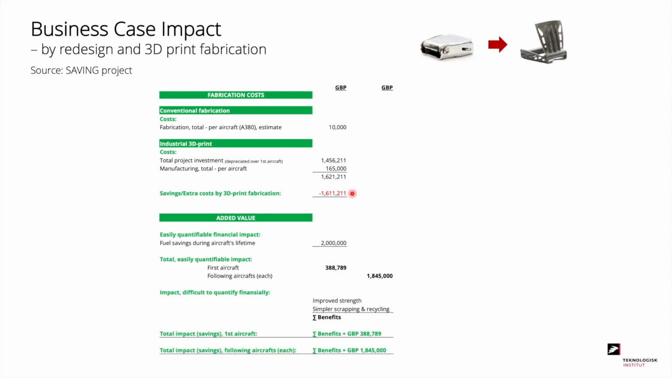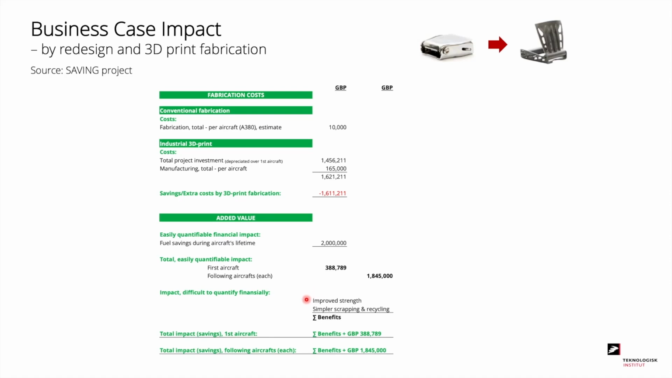Why is it then that it makes sense to go to additive manufacturing? That we see at the bottom for the added value, because you have the big fuel saving of 2 million British pounds per plane. That gives us a saving for the first aircraft of almost 400,000 British pounds, while for the following aircraft you have a saving for each of them of 1,845,000 British pounds.